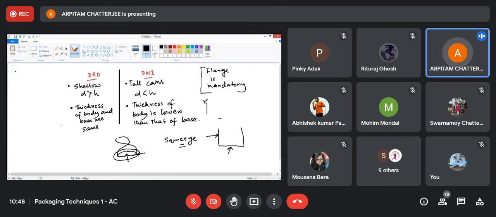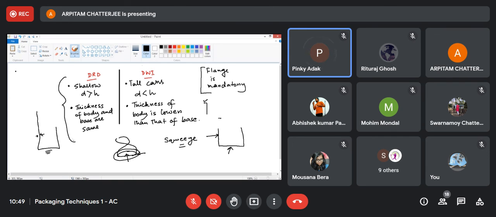If you see the construction, this is the first cup formation. Then the base remains the same, but they keep on ironing, thinning this body part so that it keeps adding to the height. Am I clear? Yes, sir. Okay, so these two are the major differences between DRD and DWI cans. That is what I had for today.